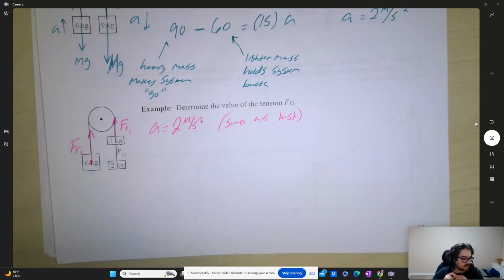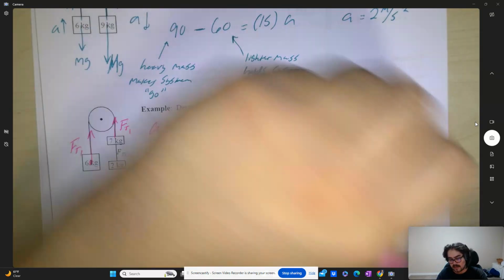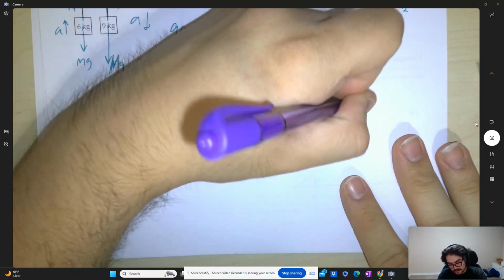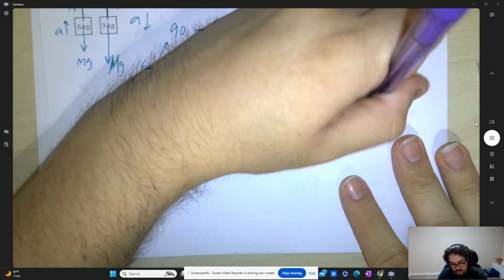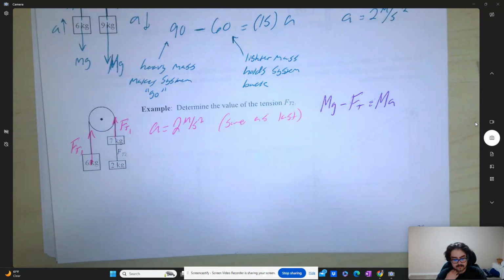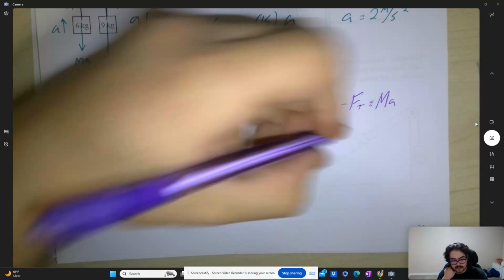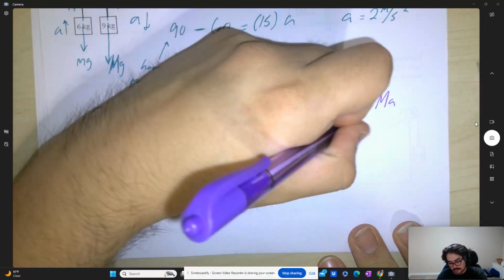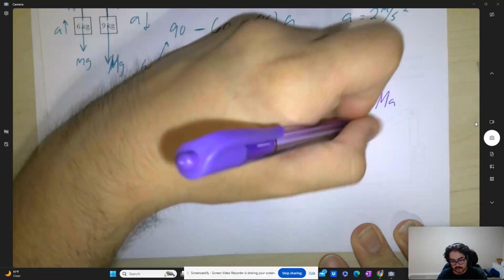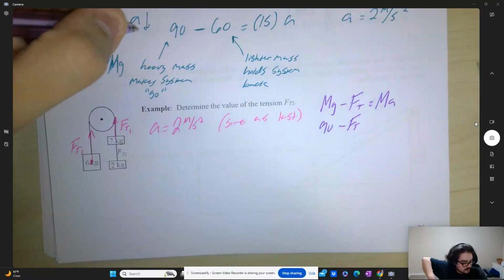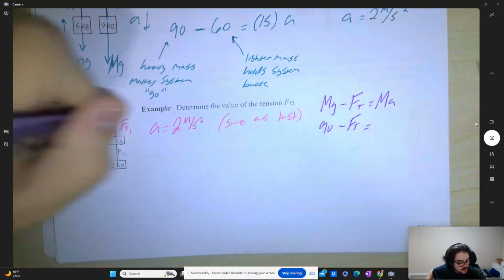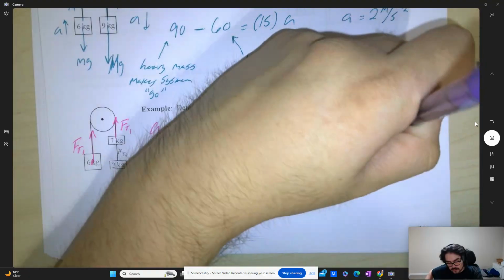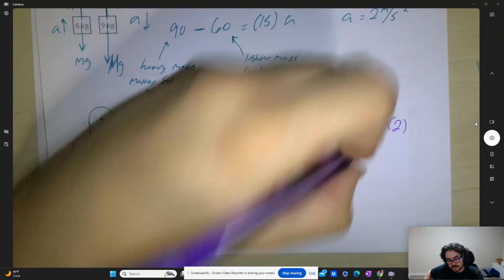Okay, I need to figure out the tension force that's on there. So I'm going to go with Mg minus the tension force equals ma. And again, with capital M, we're basically considering these two together. That'd be 9g minus the tension force, which we don't know yet, and then 9 times the acceleration, which was 2. And you can figure out what the tension force is going to be from there.